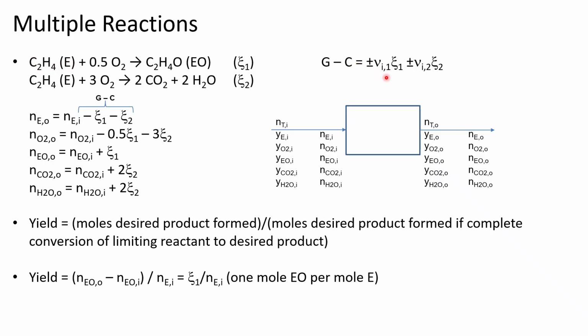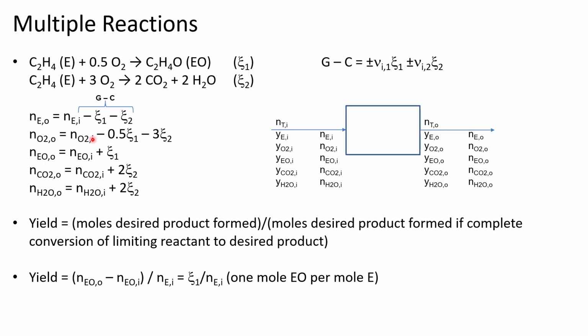So we'll take plus or minus the stoichiometric coefficient for each species in the first reaction times the extent of the first reaction, plus or minus the stoichiometric coefficient for each species in the second reaction times the extent for the second reaction. All we've done is add in an additional term, acknowledging that there can be consumption or generation in the second reaction or third reaction or fourth reaction that may occur in the reactor. Let's apply this to calculate the generation minus consumption term for each of the species in these two reactions here.